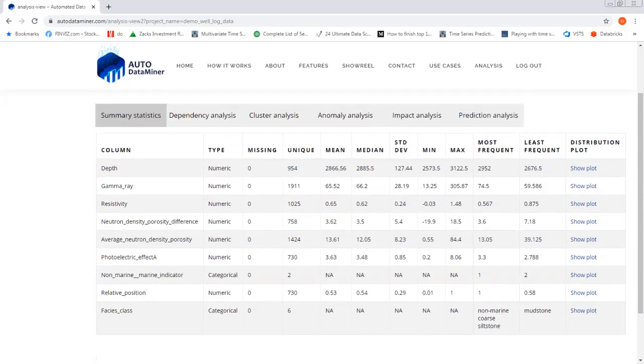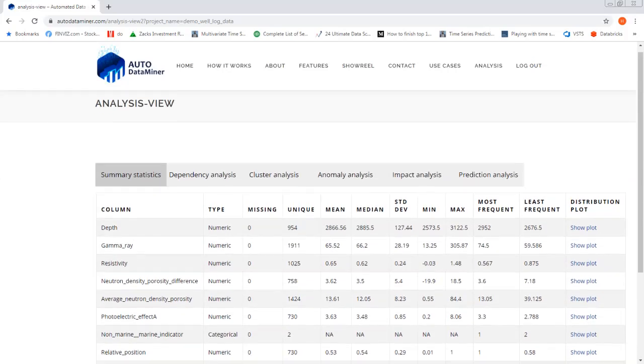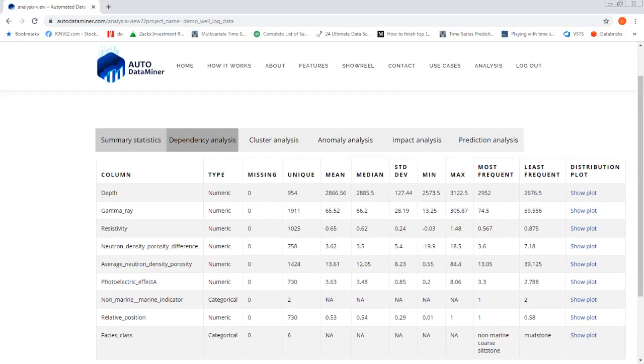After generating the dashboard, you have six tabs, six types of analysis the system generated for you: summary stats, dependency analysis, cluster analysis, anomaly detection, and impact and prediction analysis. So you see a whole bunch of machine learning related analysis provided for you through this dashboard. Let's go one by one.